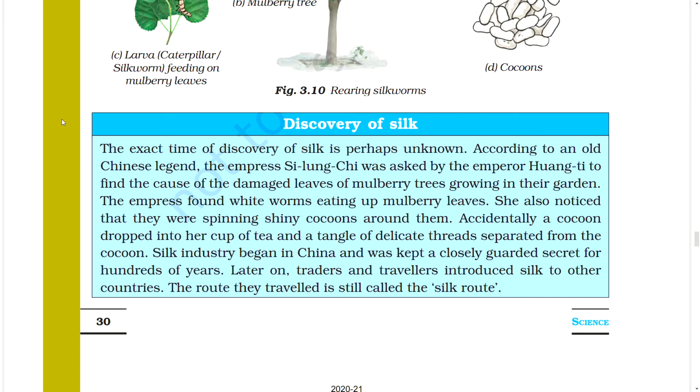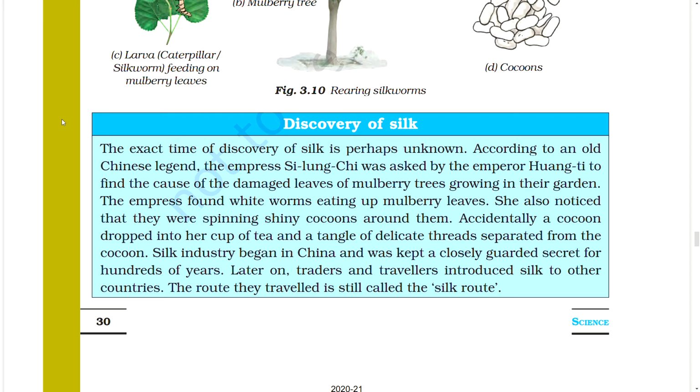Discovery of silk. The exact time of discovery of silk is perhaps unknown. According to an old Chinese legend, the Empress Shi Lung-chi was asked by the Emperor Wang Ti to find the cause of the damaged leaves of mulberry trees growing in their garden. The Empress found white worms eating up mulberry leaves. She also noticed that they were spinning shiny cocoons around them. Accidentally, a cocoon dropped into her cup of tea and a tangle of delicate thread separated from the cocoon.